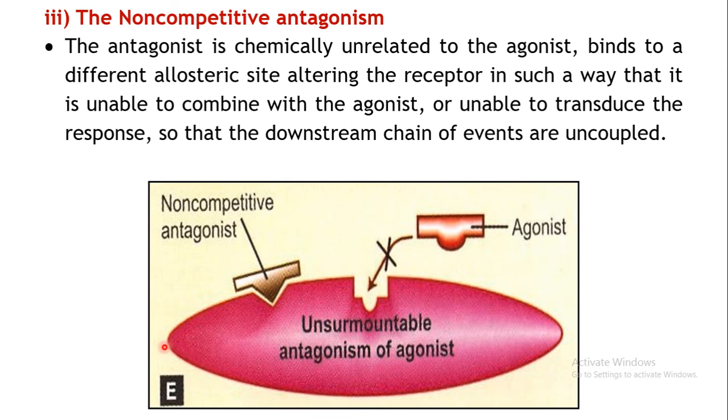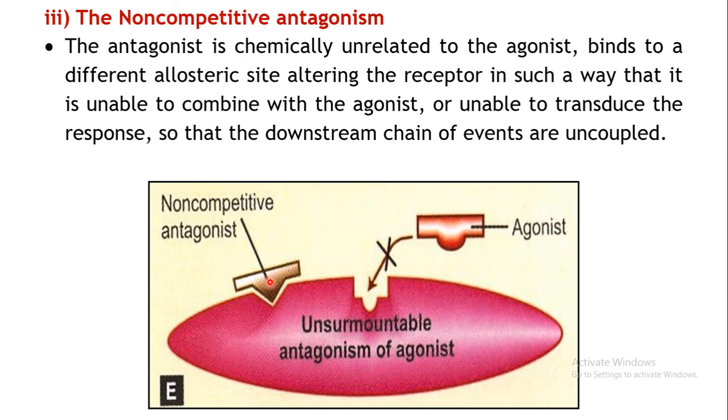Then the next type of antagonism is non-competitive antagonism. As the name implies, there is no competition between the two. The agonist binding site and the non-competitive antagonist binding site are different. It binds to an allosteric site. It does not get bound to the substrate binding site. This is the actual site on the receptor on which your agonist binds and produces the action. But in this case, the non-competitive antagonist does not bind to the binding site of your agonist, but binds to an allosteric site, some other site on the receptor.